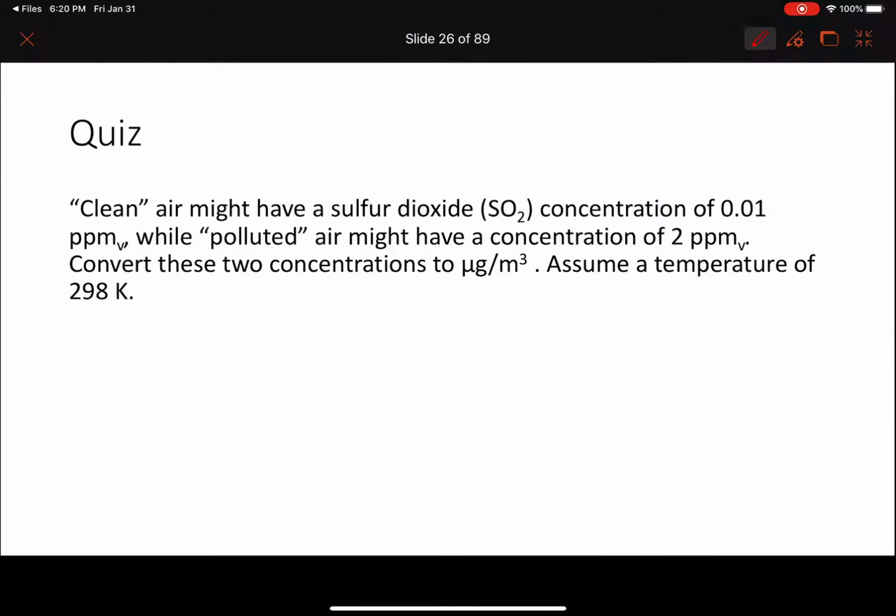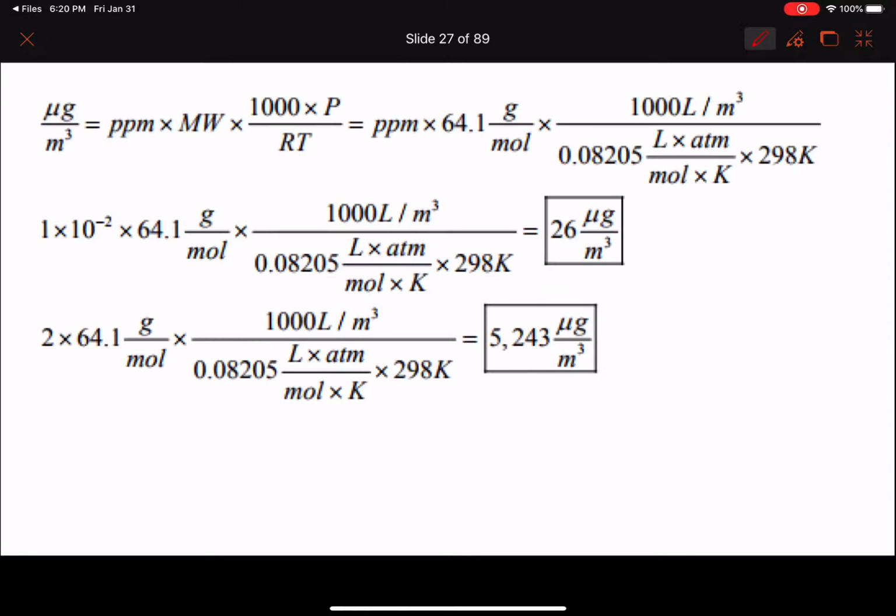This question was also given in the notes, and I think it is: clean air might have a sulfur dioxide SO2 concentration of 0.02 ppm. The polluted air might have a concentration of 2 ppm. Convert this concentration to microgram per meter cube. So he wants to convert 0.01 ppm and 2 ppm to microgram per meter cube. So remember that we were using the same equation in the notes in the class. So you want to make it microgram per meter cube.